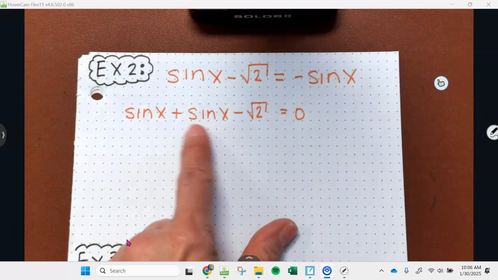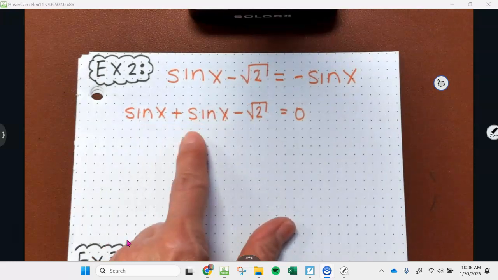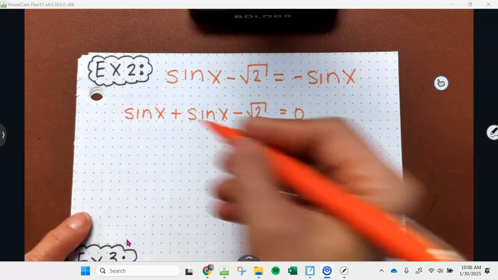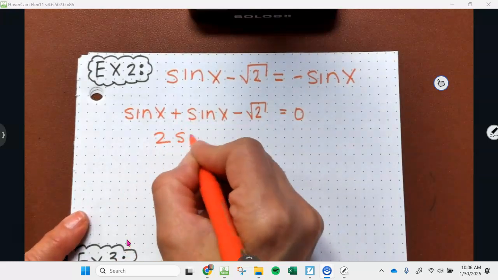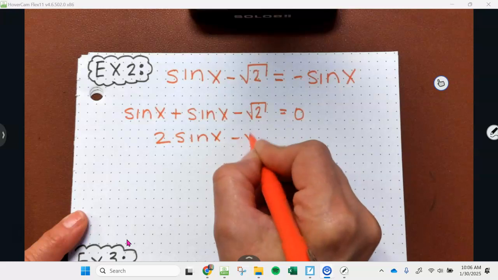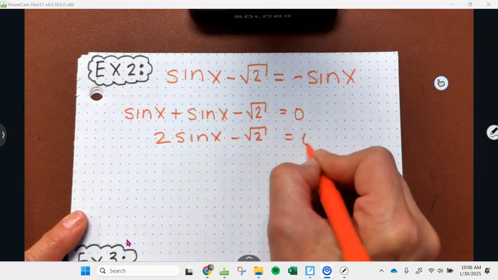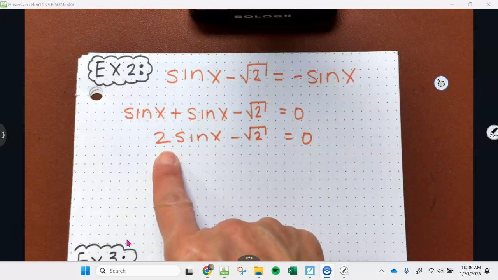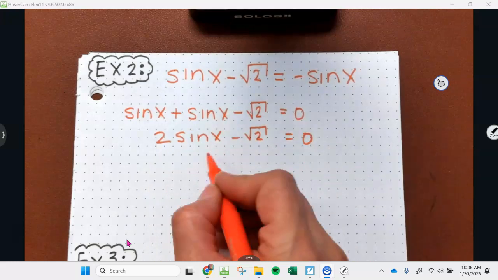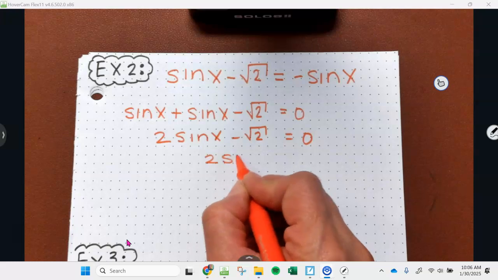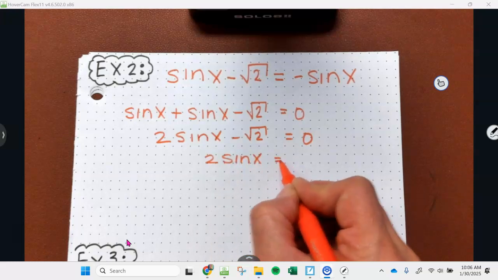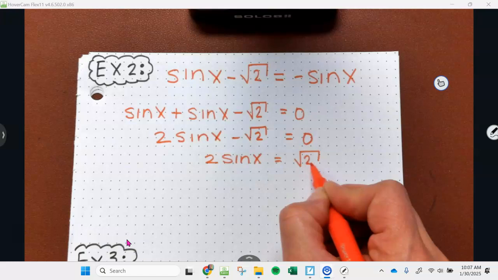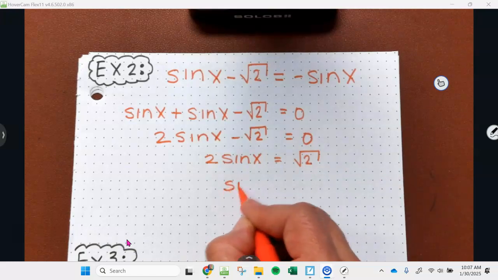Are these like terms here? They sure are. How many are there? So this is going to be 2 sine x minus root 2 equals 0. So guys, I'm going to move that root 2 over and then divide both sides by that 2. So I'm going to move the root 2 over. It's going to be positive. Divide both sides by 2.